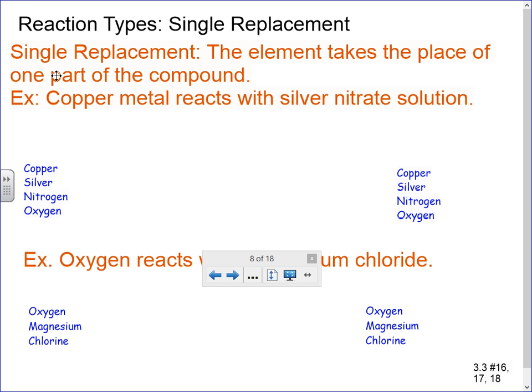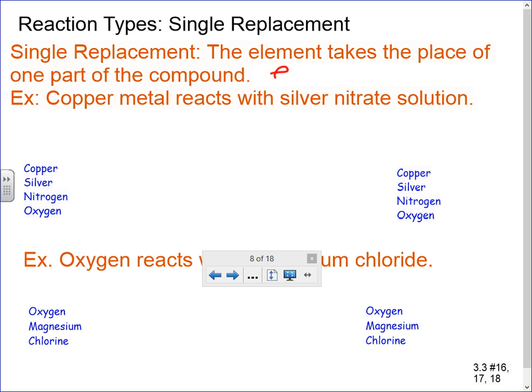So in the reaction type category, single replacement has for a description, the element takes the place of one part of the compound. So in single replacement, the element takes the place of one part of the compound.